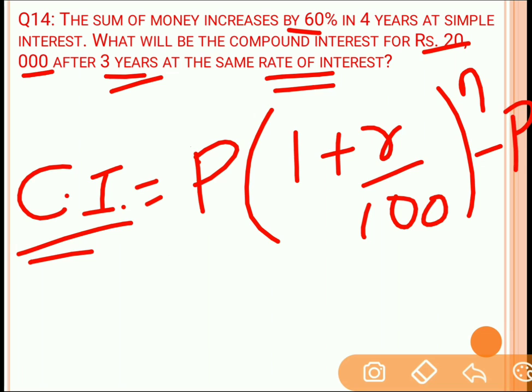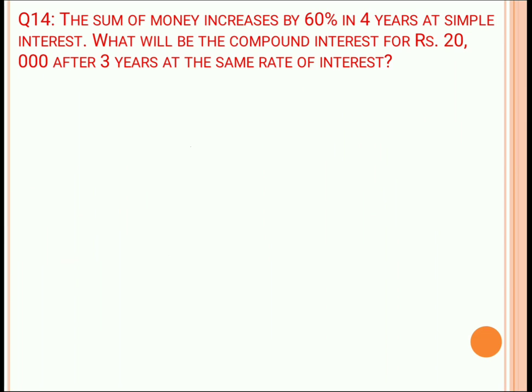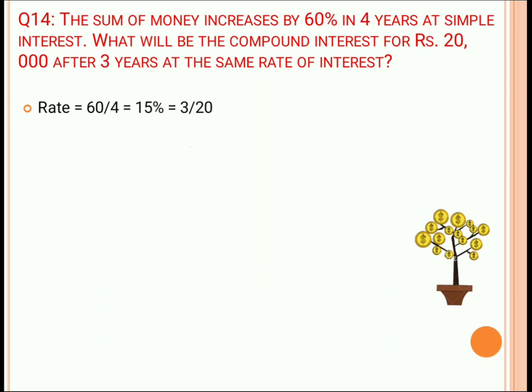Now there is another way to find out compound interest using a shortcut method. So in this video, I am going to tell you about a shortcut method to solve problems related to compound interest. So over here, you can say that the rate of interest is 60% by 4, that is 15% per annum. Fine. So this 15% can be written as 3 by 20.